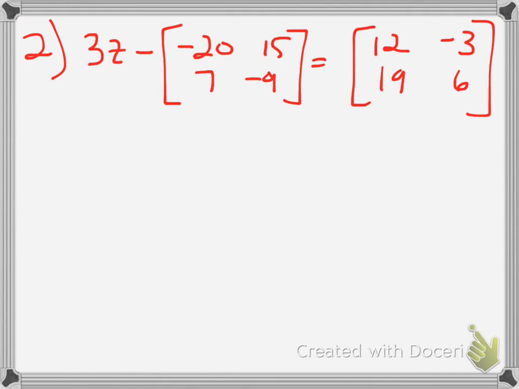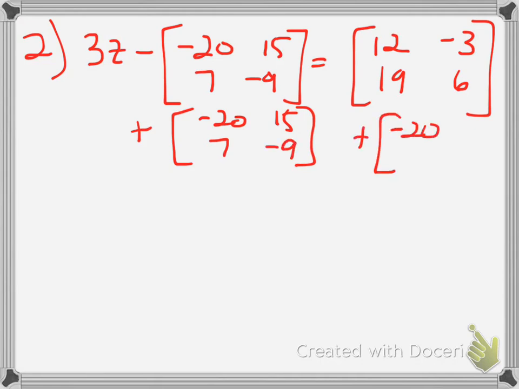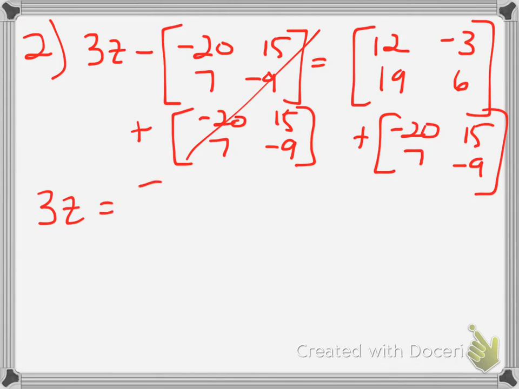Okay, so what I'm going to first have to do, again, I need to get the variable alone. So I'm going to go ahead and add this matrix of negative 20, 15, 7, and negative 9 to both sides. Please notice that because I'm adding or subtracting these matrices, like in the first one I did have to subtract the matrix from both sides, and here I'm adding. But if you notice, I don't change the sign within unless I end up subtracting and I need to add the opposite. So that matrix eliminates, and now I get 3z equals a 2 by 2.